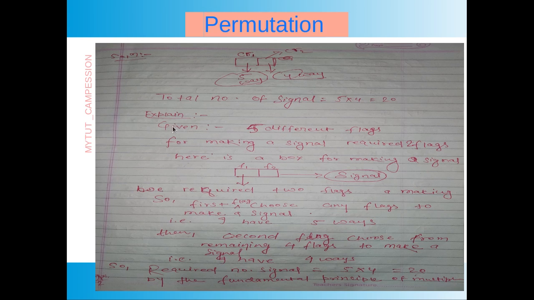Now the explanation of this question. Given 5 different flags, making a signal requires 2 flags. Here is a box for making a signal, flag 1 and flag 2. First, choose any flag to make a signal. I have 5 ways. Then the second flag is chosen from the remaining 4 flags. I have 4 ways. So the required number of signals equals 5 into 4 by the fundamental principle of multiplication.